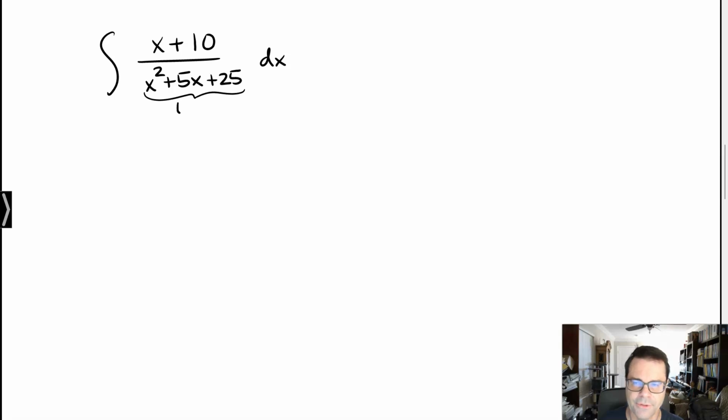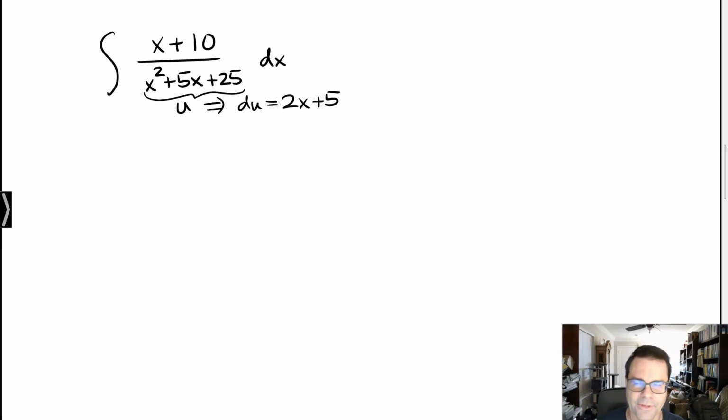If I was to let this be u, what would du be? That means that du would be 2x plus 5. So I know that I need a term of 2x up here if I'm going to construct my du. I'm trying to manufacture du here. But it's x. So what I'm going to do is a little trick here. I'm going to multiply and divide by 2. So I'm going to just put the 2 inside there.